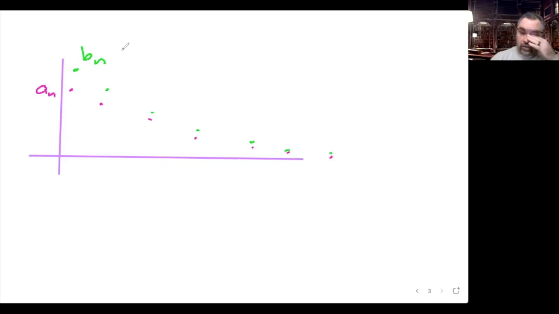Well, if B sub n is convergent and A sub n is less than B sub n for every term, then A sub n has to converge. B sub n is sort of squishing it down there, because keep in mind, it's bounded below by 0. And so, yeah, this is a direct comparison to prove convergence. Okay, that's one of the things we can tell.